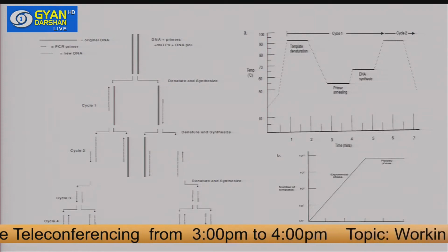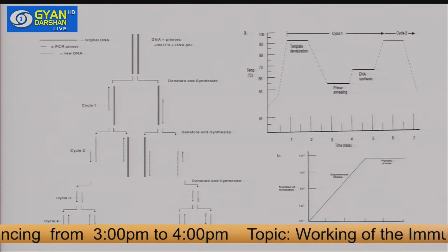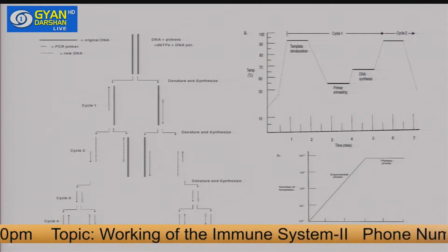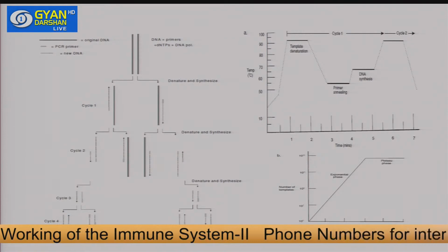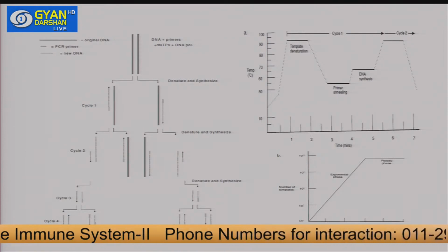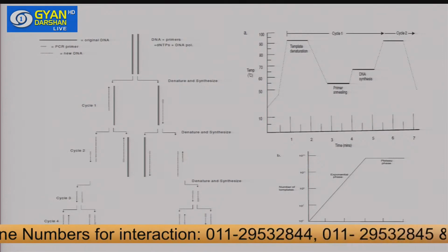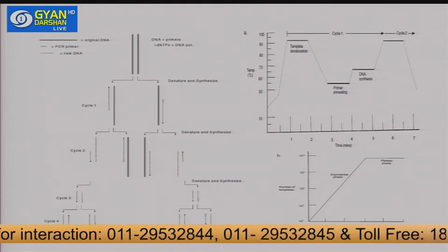So what is the purpose of doing PCR? Again, if you want to amplify a particular gene, like you need to clone a gene, you have to amplify the gene from the genome. So you need to have the gene specific primers, and through PCR you can amplify the gene, or derive the gene from the genome, and then you can clone the gene. So that is one of the utilities of PCR.